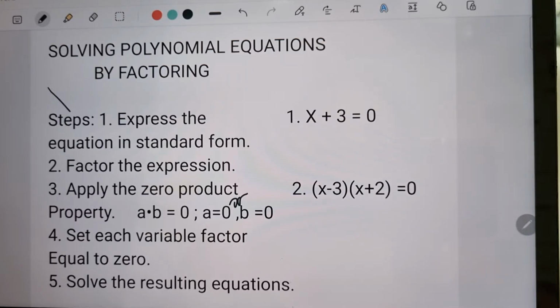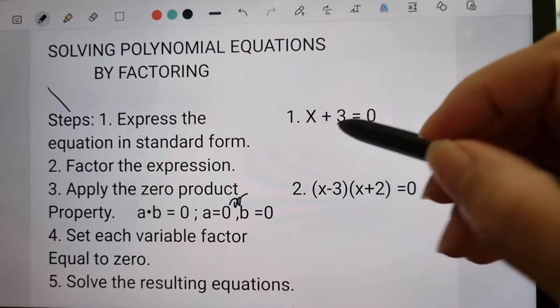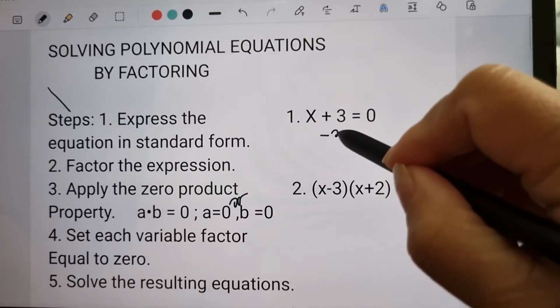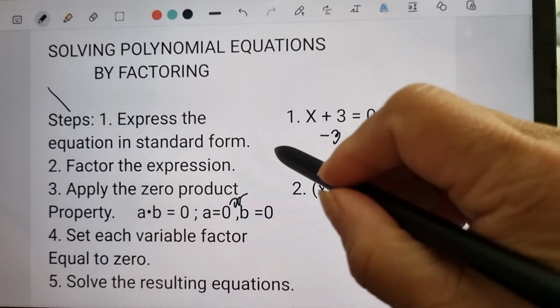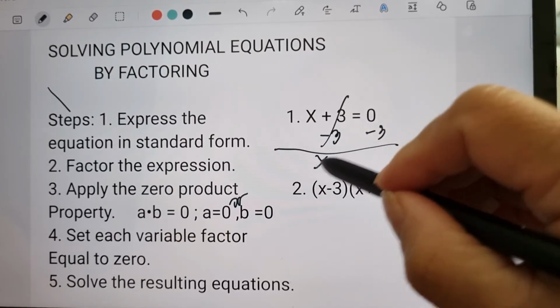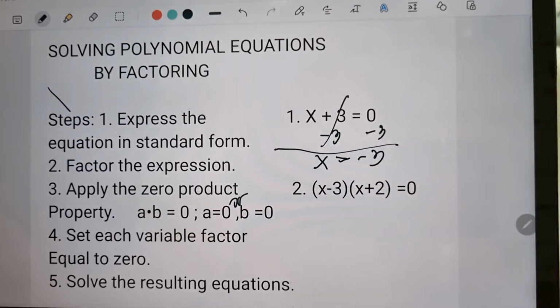Isa-isahin natin. So, number 1, meron tayong linear polynomial sa number 1. Okay? So, simply dito, hindi na natin kailangan i-factor ito. Kasi, ano lang siya, linear, we can solve right away the value of x. We can solve by simply subtracting 3 on both sides of the equation. So this is equal to 0, x is equal to negative 3. So that's the value of x.